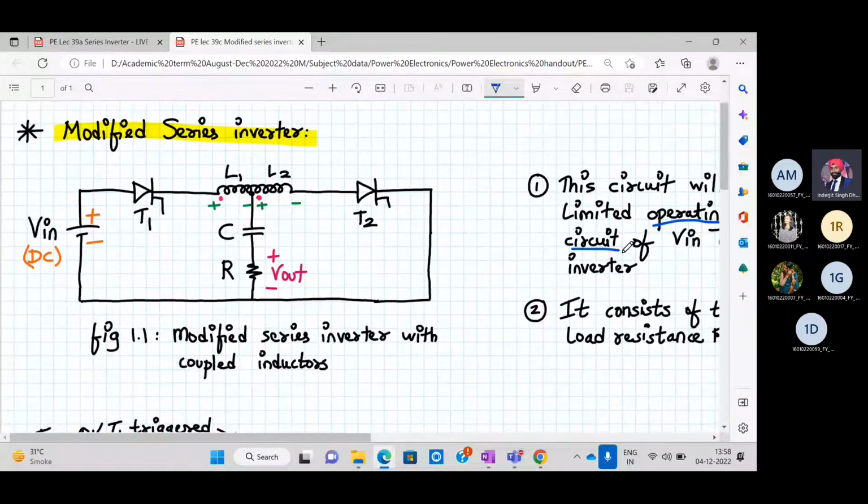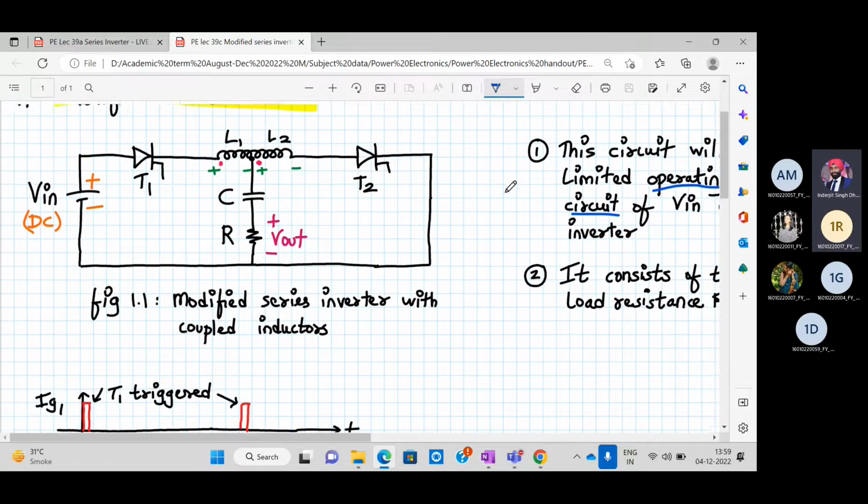Any doubt anyone in this? Then we'll discuss the last topic for today, that is parallel inverter. Any doubts?